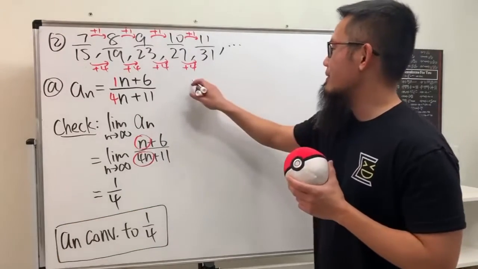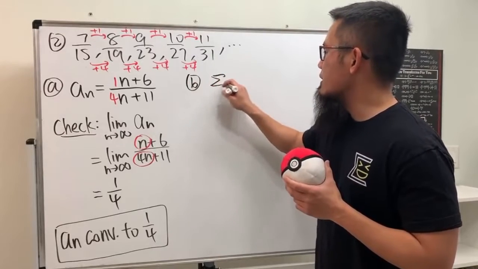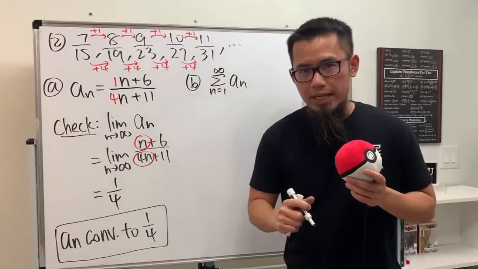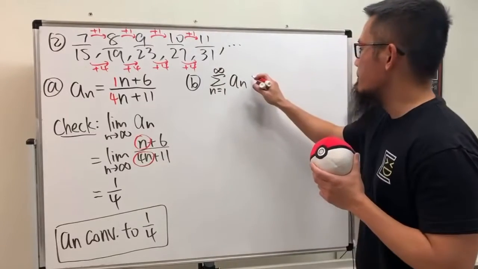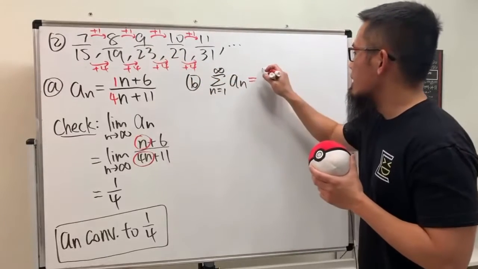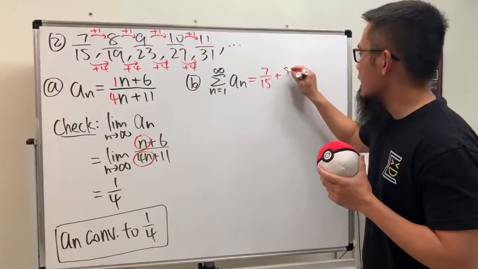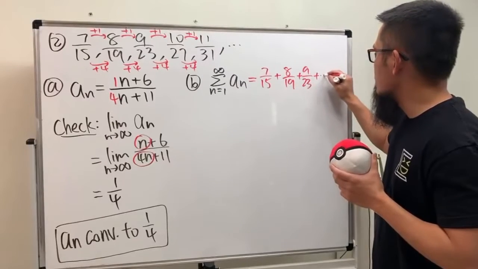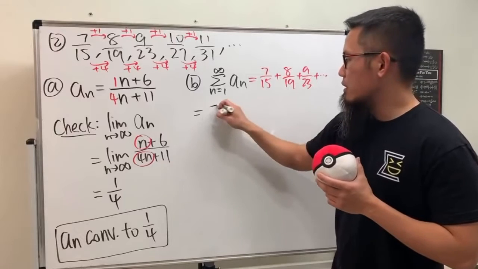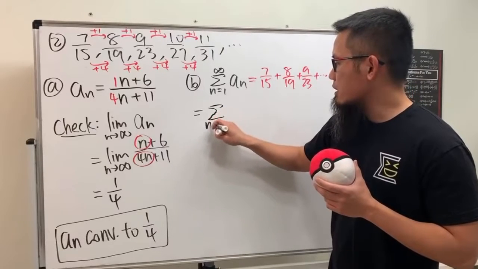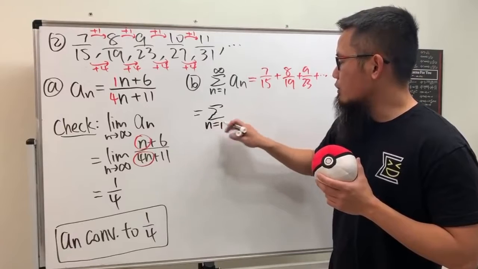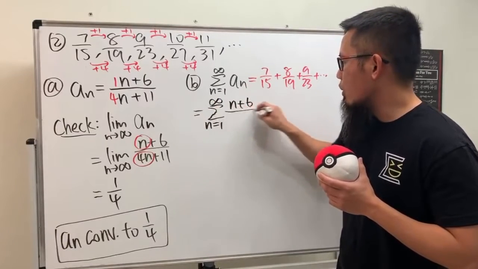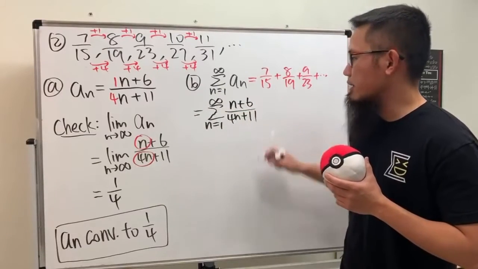Now, for part 2, you know it, we are going to see if the series as n goes from 1 to infinity of an, does this converge or not? Again, what does this mean? It means that we are going to look at 7 over 15 plus 8 over 19 plus 9 over 23 and so on, so on, so on, right? Sometimes you'll see the question is just this, the series as n goes from 1 to infinity, and they will just have the an, which is n plus 6 over 4n plus 11.